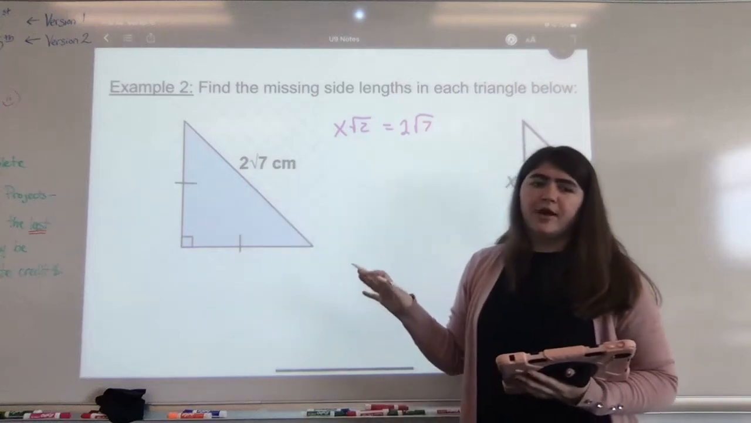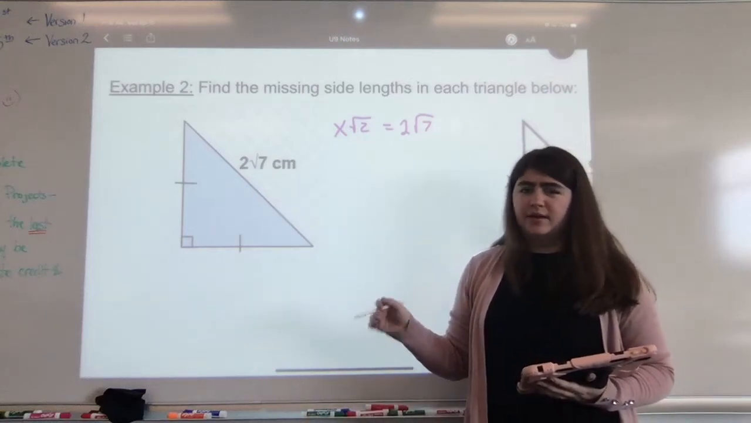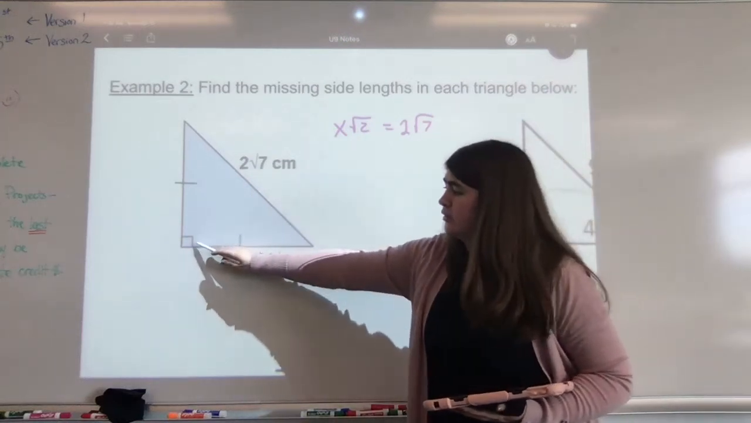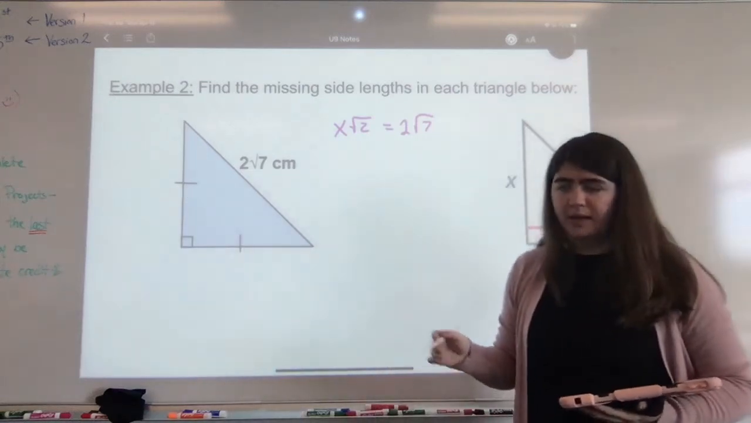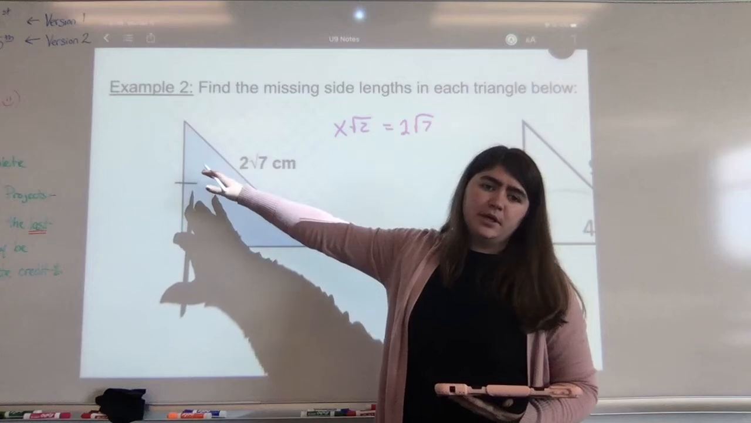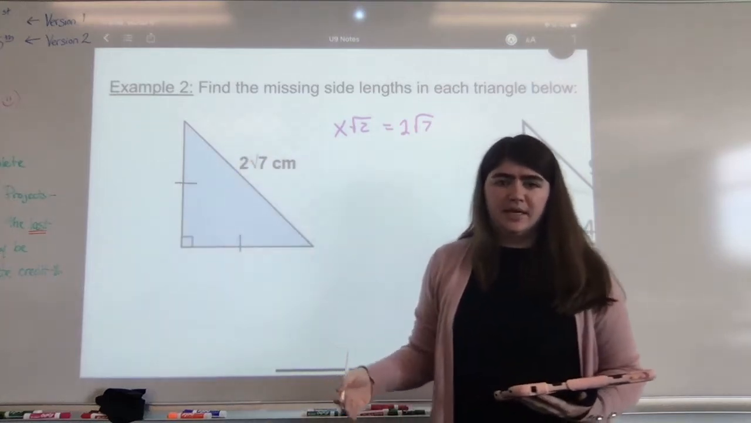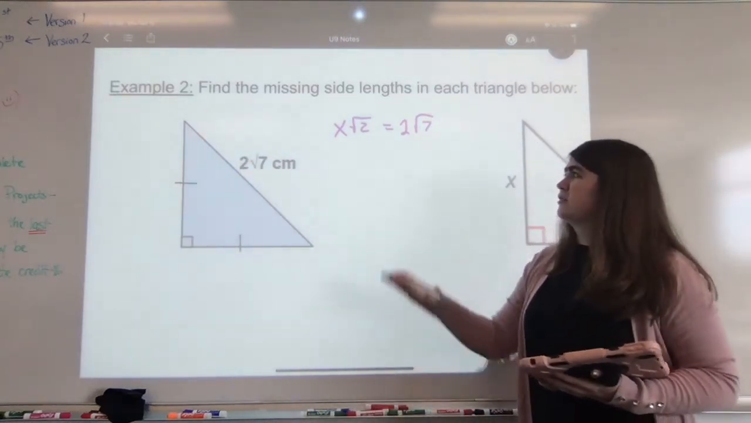And just to clarify, I know this is a 45, 45, 90 triangle because I have a 90-degree angle here, and these legs are marked as congruent. That means that these angles also have to be congruent, which means they have to be 45 degrees. All right, so back to our problem.